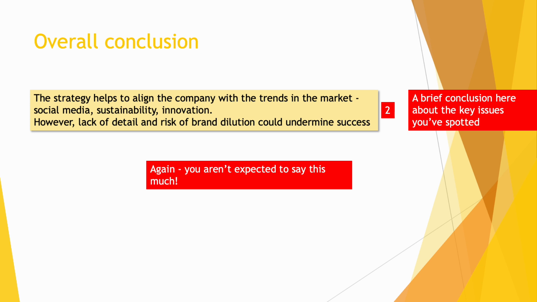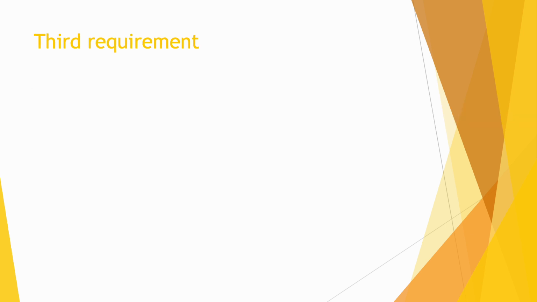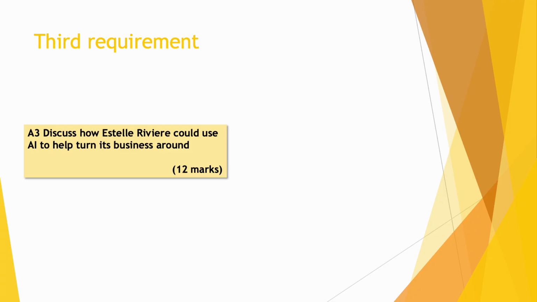So our third and final requirement within section A, it's taken us a while to get here, but we're getting here, is to discuss how Estelle Riviere could use AI to help turn its business around. Now, again, there's obviously a technical concept in here, which is artificial intelligence, but there's not really a model. This is another one where really what we're looking for is a discussion and an understanding of how businesses like this one could use AI. So we want a brief introduction. So, what is AI? That will probably get you some credit. So if you've done a brief introduction to AI, just a sentence or so, give yourself a mark.